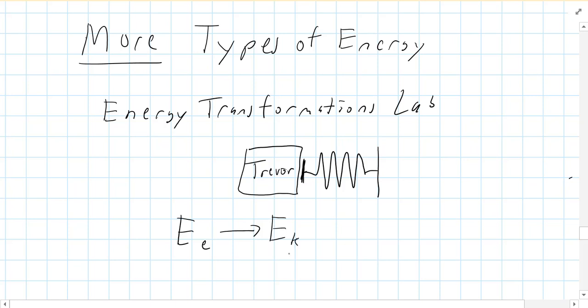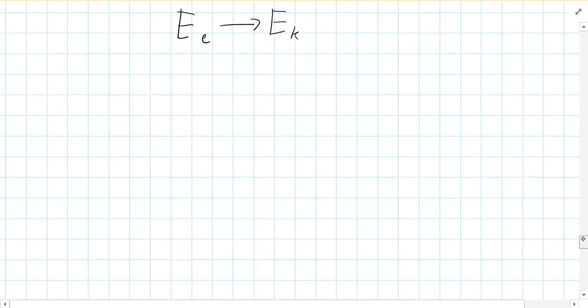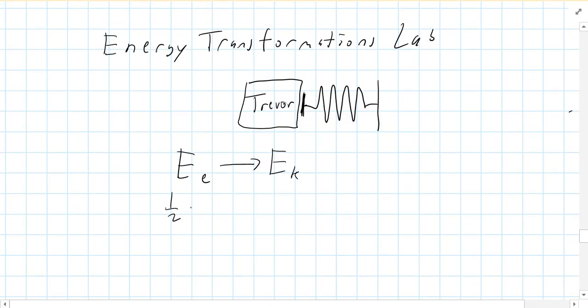Okay. So what I want to do is briefly talk about those two formulas that we know now, and talk about how that was involved in your lab. So you have elastic energy, which is 1/2 k x squared. Remember, k is a spring constant. That's newtons per meter. And x is the distance you stretch it or compress it in this case, and that's meters. And that's going to turn into Trevor's kinetic energy, which is 1/2 mass velocity squared.